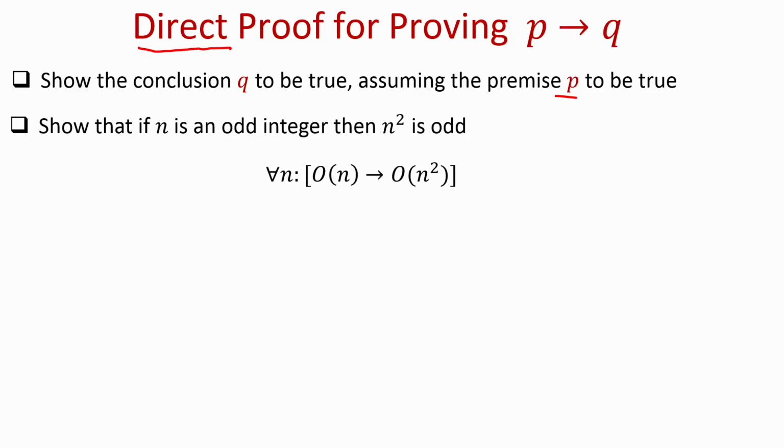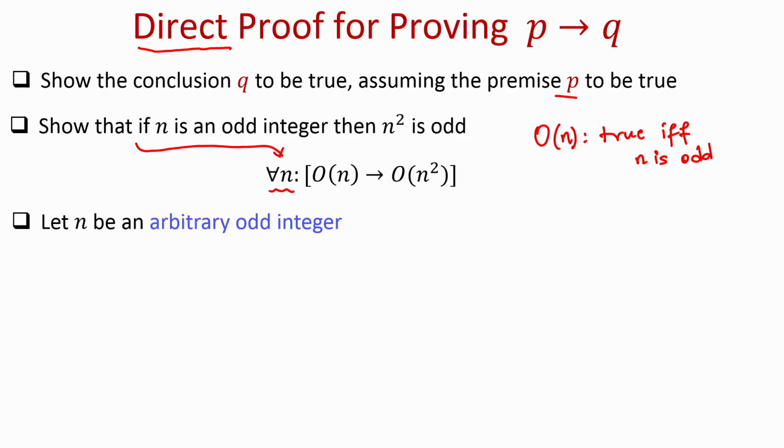A very simple illustration of this proof method is the following. Say I want to prove the statement that if n is an odd integer, then n square is odd. First thing that you have to understand here is that this statement is about all integers n. Even though the word all is not explicitly given here, this is a universally quantified statement, and say O of n is a predicate which is true if and only if n is odd. So, the statement that I want to prove here is the following: O of n implies O of n square is true for every integer n in the domain, and I want to use a direct proof method.